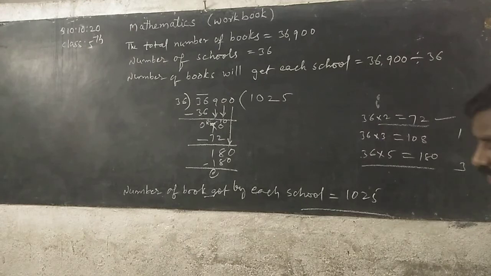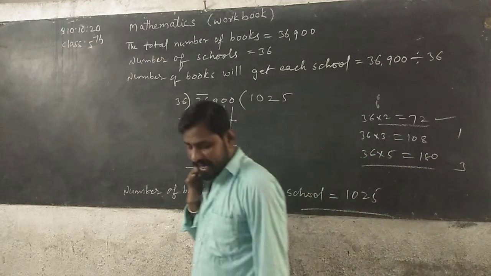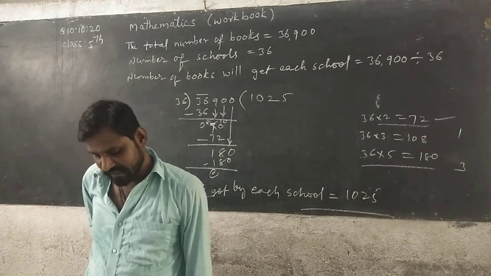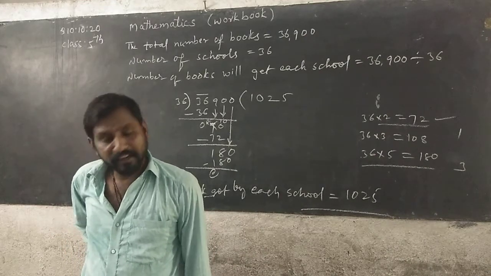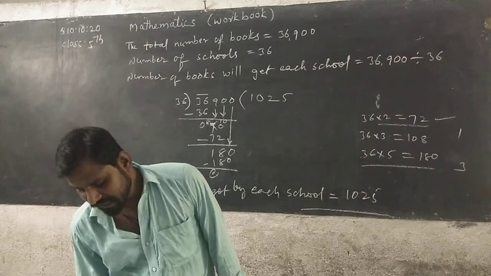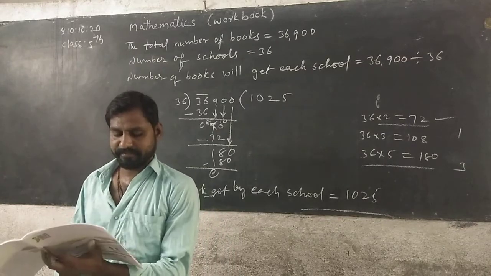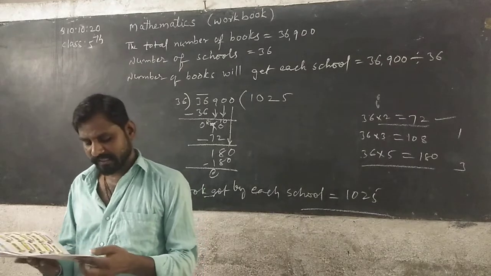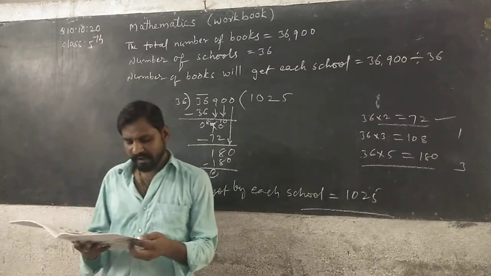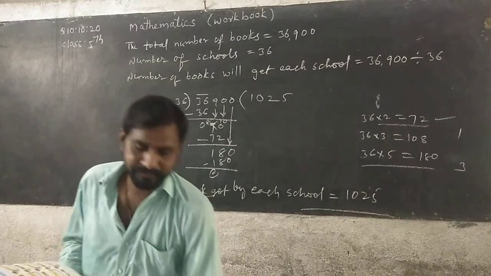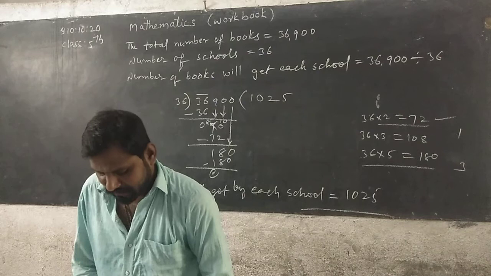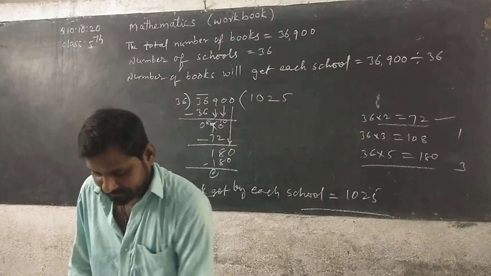Now next, a factory manufactures floor tiles. If 25,920 tiles are packed daily in 324 boxes, how many tiles are packed in each box? This is also very easy. The total number of floor tiles.